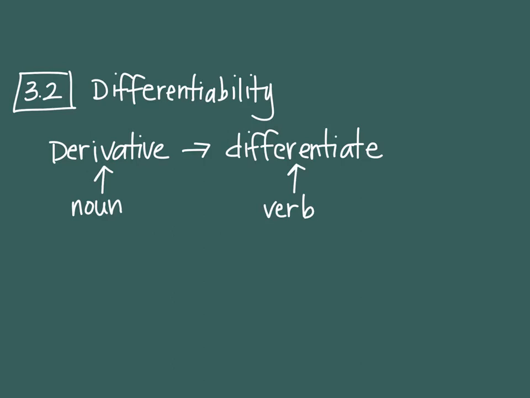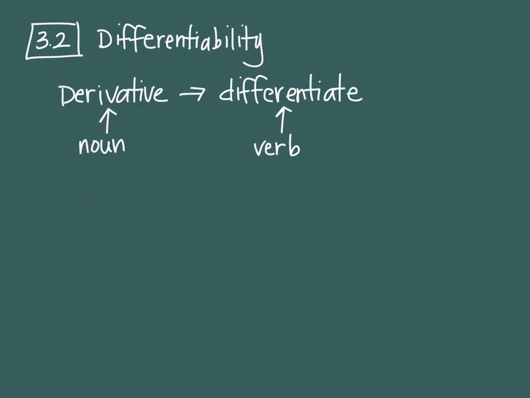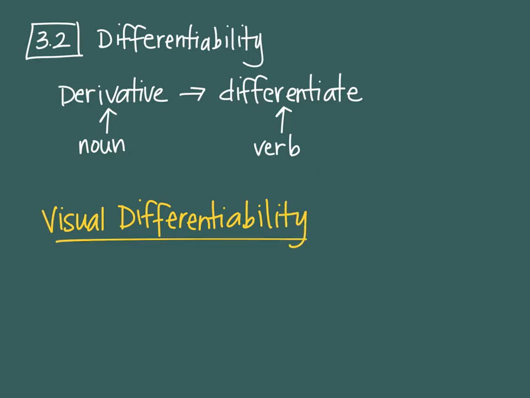There are a couple ways we need to talk about differentiability. One is visual differentiability. We talked about visual continuity as well. When we talked about this with continuity, you could just look at something and say, yes, it's continuous, or no, it's not. It's broken. I see a gap, I see a removable discontinuity, I see an asymptote. You can look at something and know if it's going to be differentiable or not.